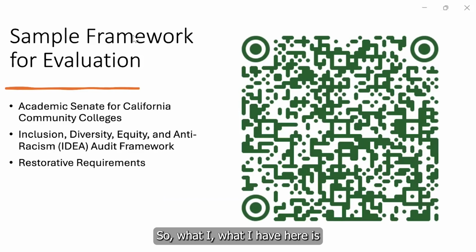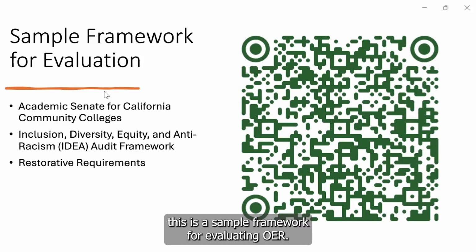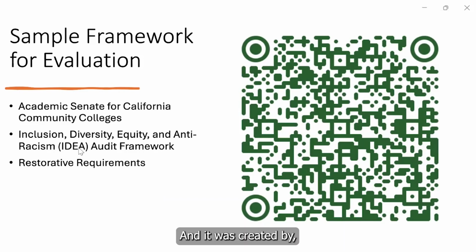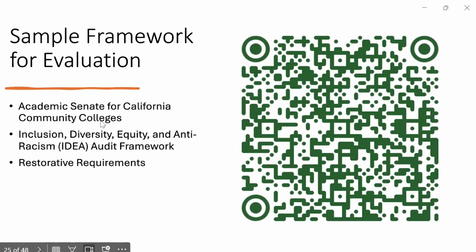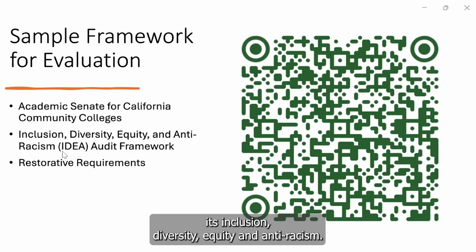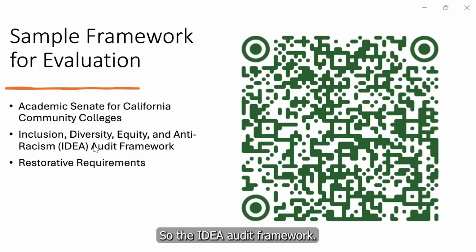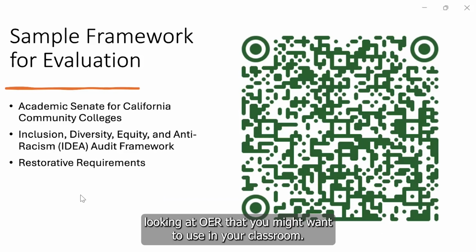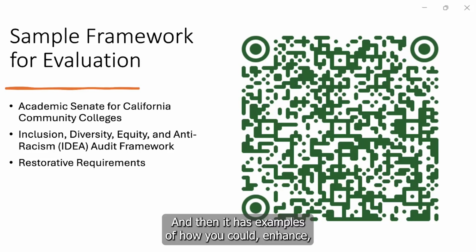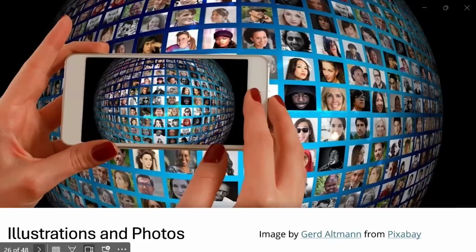So, what I have here is the sample framework for evaluating OER. It was created by the Academic Senate for California Community Colleges, and it looks at inclusion, diversity, equity, and anti-racism. So the IDEA audit framework. It has different evaluation criteria that you can use as you're looking at OER that you might want to use in your classroom. And then it has examples of how you could enhance the inclusivity of it.